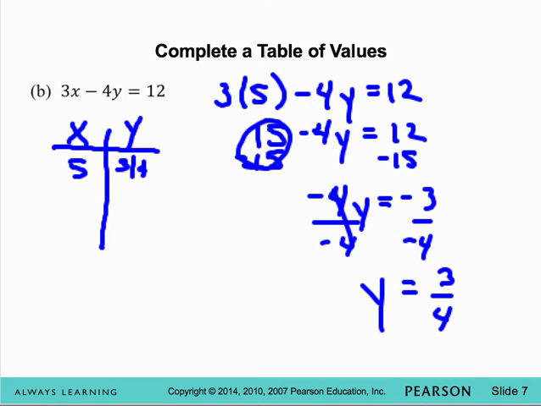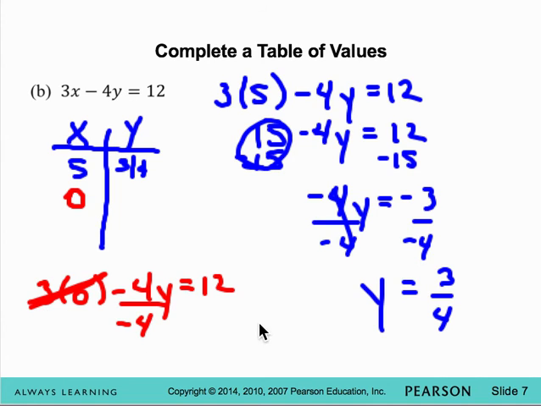But think about this. What if I let x be 0? That means 3 times 0 minus 4y equals 12. That's gone if that's 0. So all I have to do is that one-step problem instead of look at all of this. So y is negative 3.